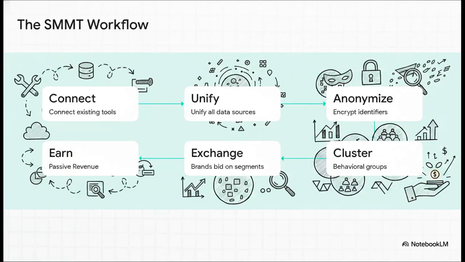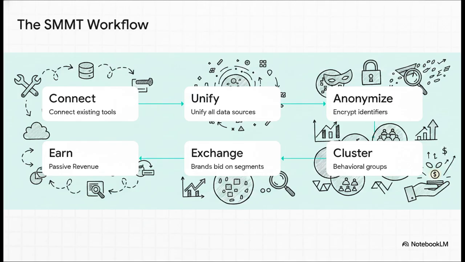Let's see how this builds step by step. It's a fully automated ecosystem. Step 1. You connect your existing tools, securely linking your platforms. Step 2. SMMT unifies all those disparate data sources into one cohesive profile per customer. Step 3. It immediately anonymizes the data, encrypting all personal identifiers to keep everything incredibly safe and compliant. Step 4. It clusters and segments those behavioral groups to make them super valuable to the broader market.